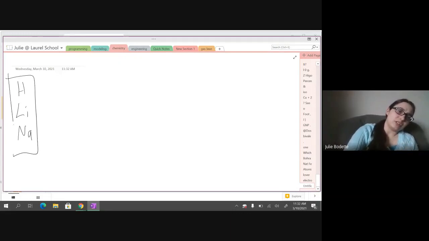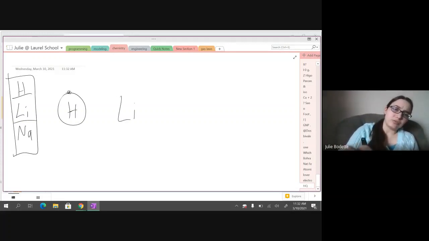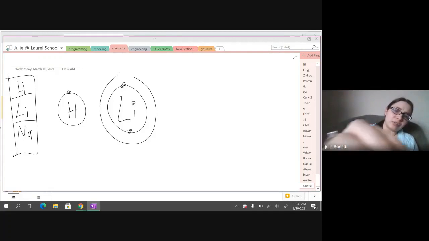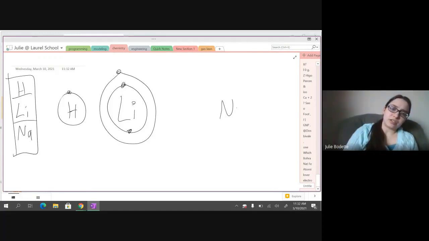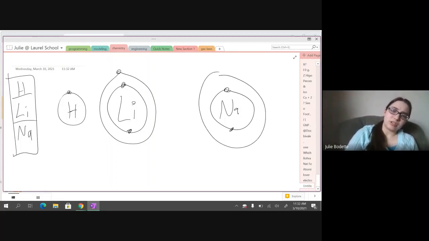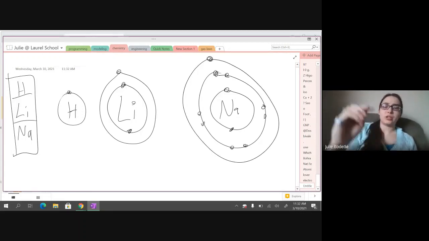We'll get a little bit of this column here, right? So here's hydrogen. We've got 1 valence electron. Here's lithium. We've got 3 total, 2 in the inner, 1 outer. Here is sodium. We have 2, and then 8, and then 1, right?